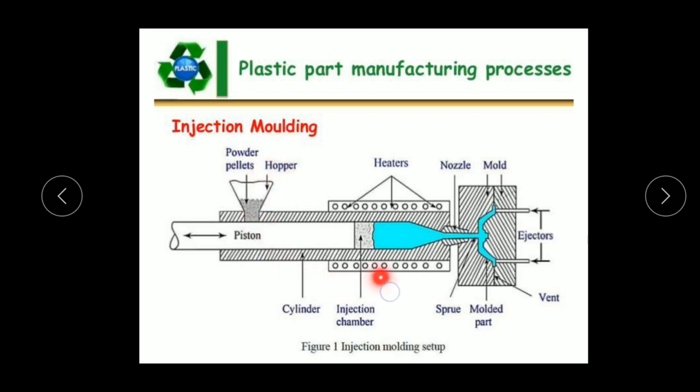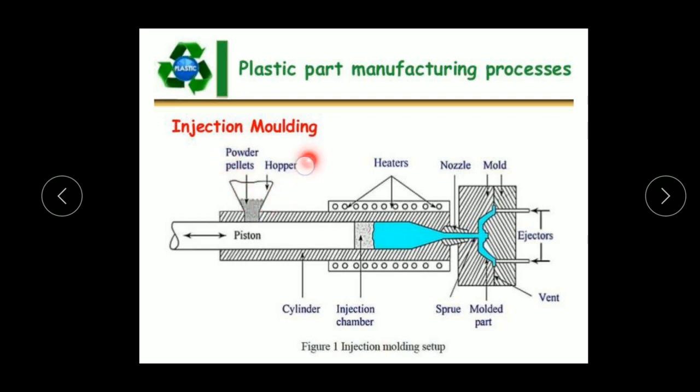Dear students, as we can see on the slide, this is the injection molding arrangement. Basically it consists of a piston and cylinder arrangement. The piston moves in the forward and backward direction. At the top of the cylinder there is a hopper, and the cylinder is provided with heating coils, which maintain the temperature inside the cylinder. At the end of the cylinder, a mold box arrangement is provided.